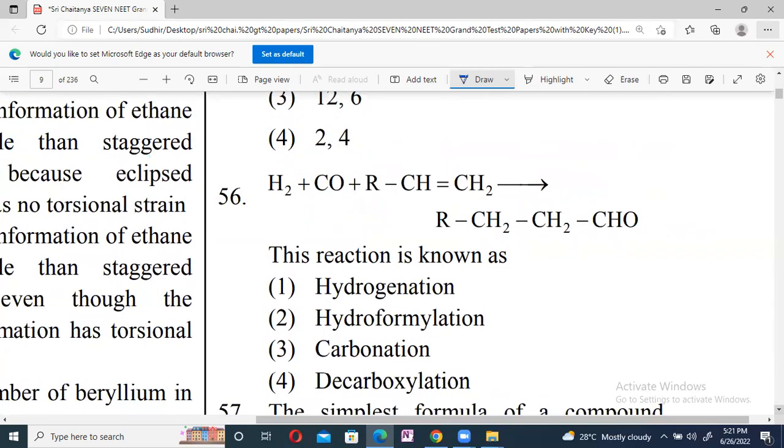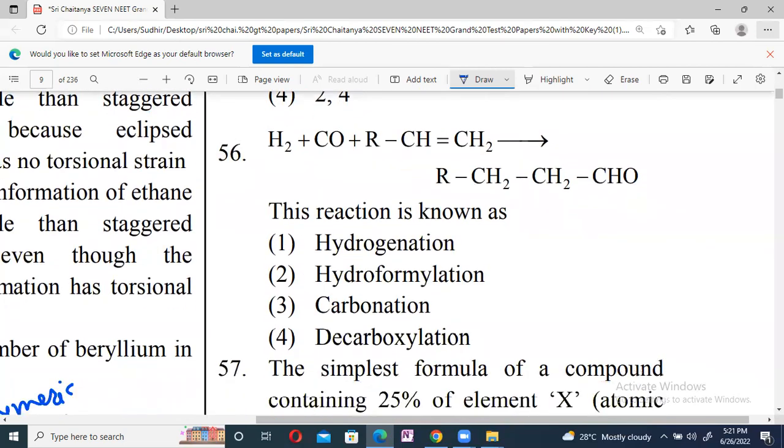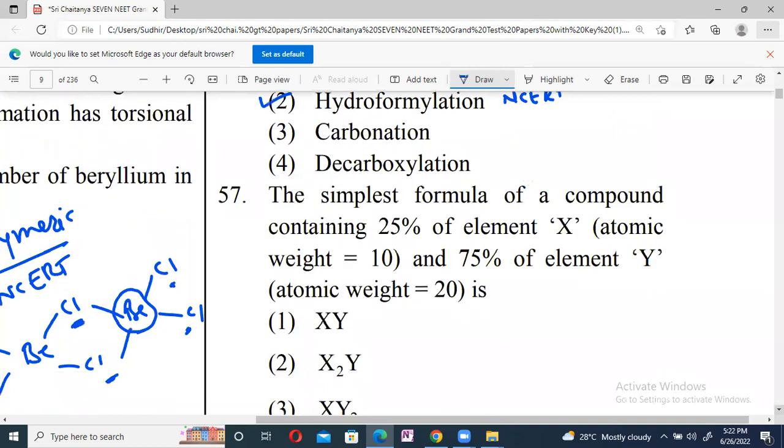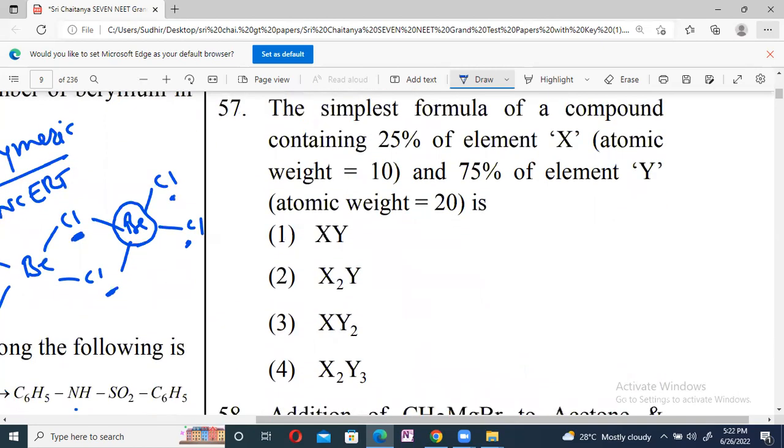This is a question directly from NCERT. Hydrogen with CO in the presence of an unsymmetrical alkene gives rise to an aldehyde. But this reaction is known as the hydroformylation reaction. It is given in our NCERT, once you go through it, 12th class.